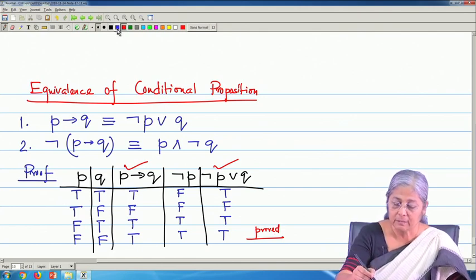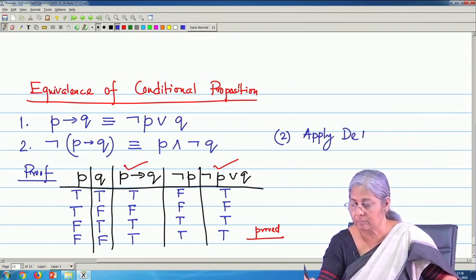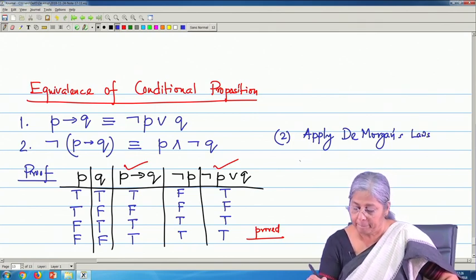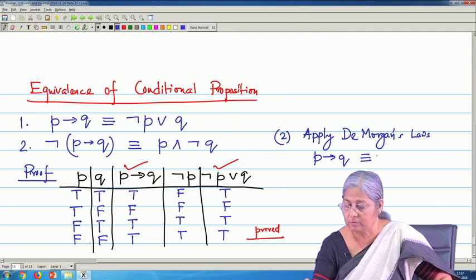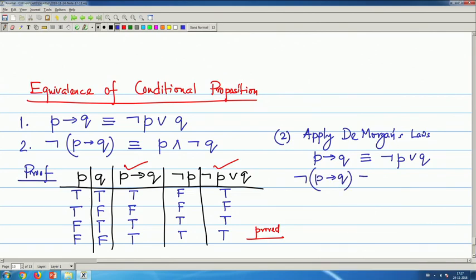In the second case, if we apply De Morgan's laws, then the left-hand side is P implies Q, because we have already proved that P implies Q is equivalent to negation P or Q. Now we apply De Morgan: this is negation of (negation P or Q), which is equivalent to negation of negation P and negation Q. Negation of negation P is P only, by the double negation rule, so this is P and negation Q, which is the second one. So it is also proved.